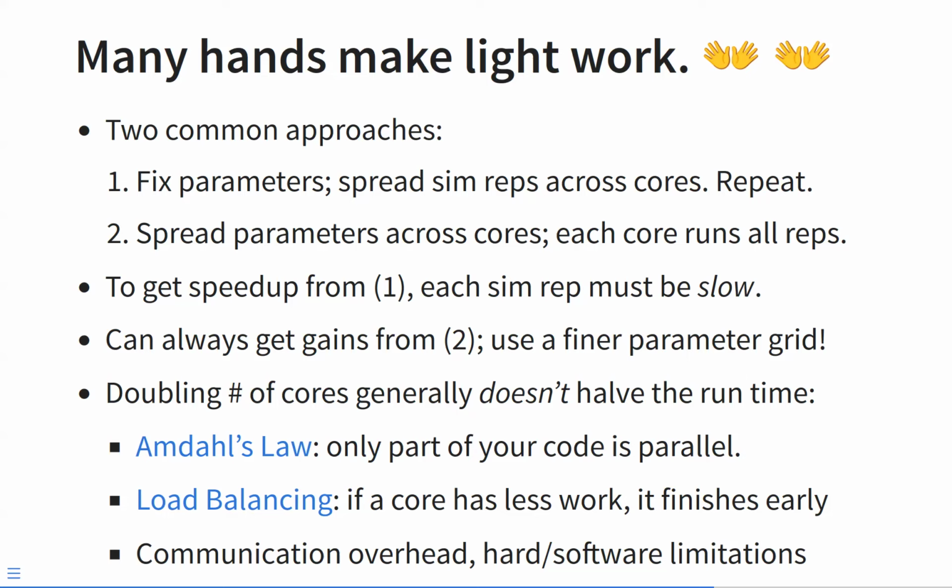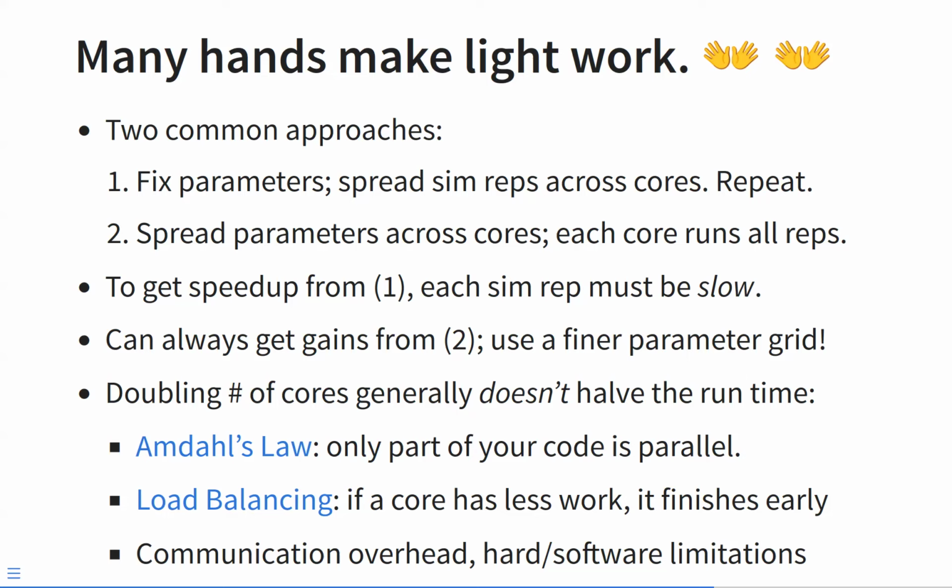On the other hand, we can always get gains from the second approach in the following sense: we could always just use a finer parameter grid. So if your simulation takes a minute to run on 1 core, well, you could have 5 cores look at 5 different points in the parameter grid, or even if it takes a few seconds to run, you could have each core looking at 20 or 30 points in the parameter space, and spread across 5 cores, you could do hundreds of points.